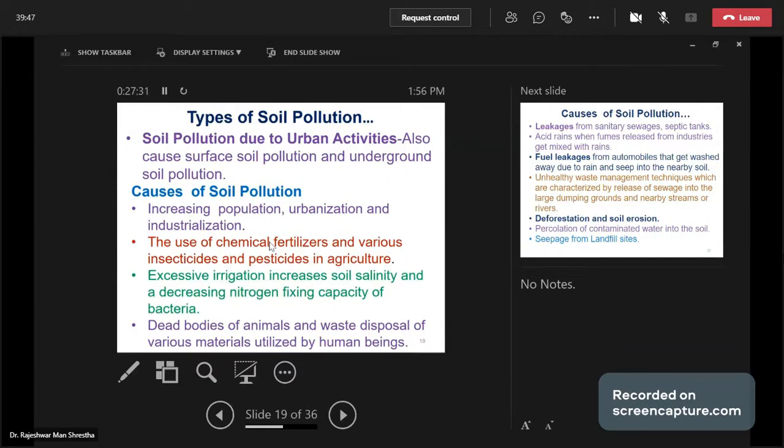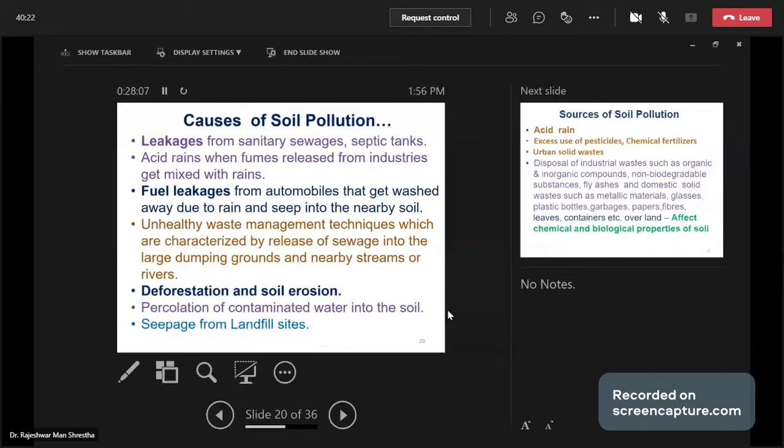Chemical fertilizer causes soil pollution, and insecticide is also used. And excessive irrigation also affects the soil, and decreases the nitrogen fixing capacity of bacteria, making the soil salty. And dead bodies of animals and waste disposal of various materials used by human beings: humans dump dead animals wherever they die, and dumping waste in this way also causes pollution of the biosphere.